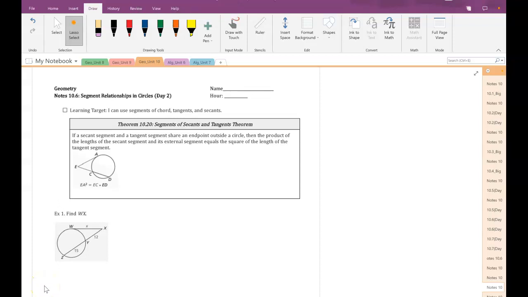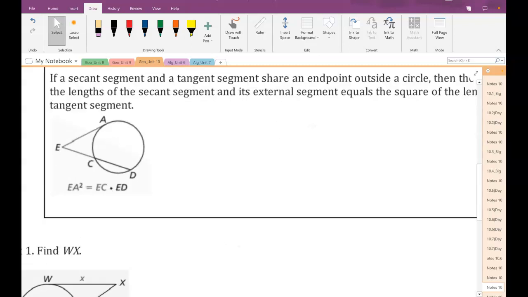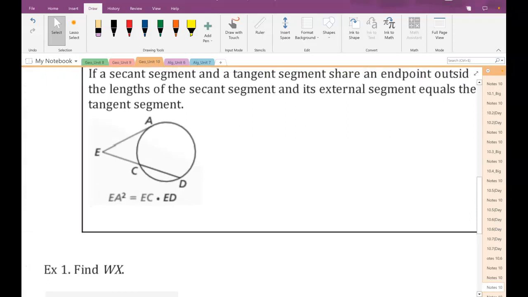Kind of finishing up section 6 of Unit 10. And we're talking specifically now about, we have one theorem today, which is segments of secants and of tangents. So in short, without having to read this, I think I could do a good job explaining it.